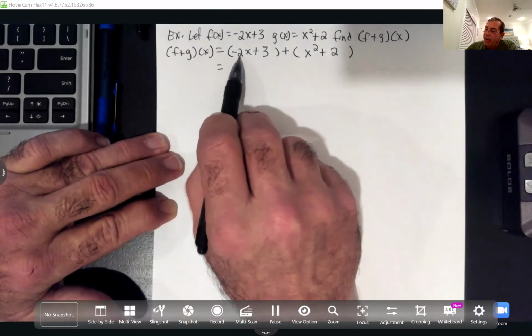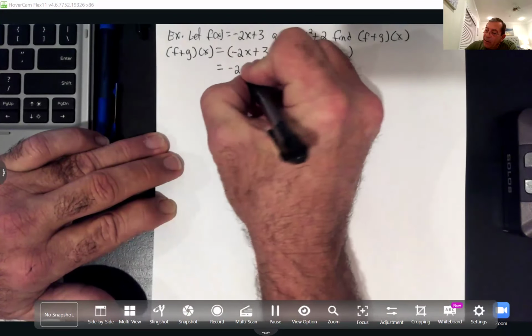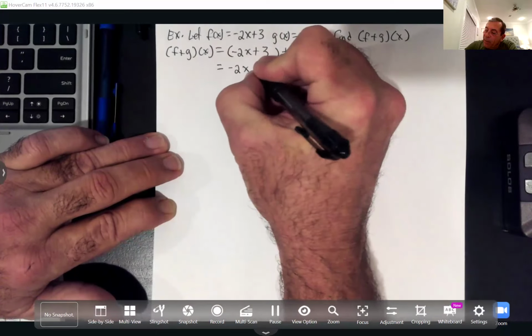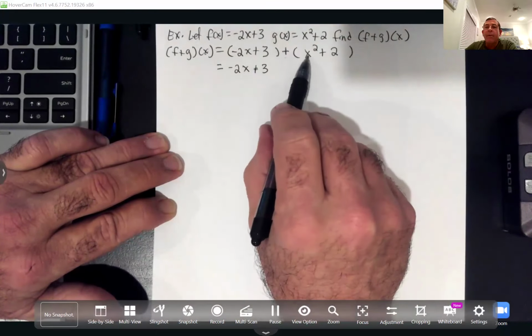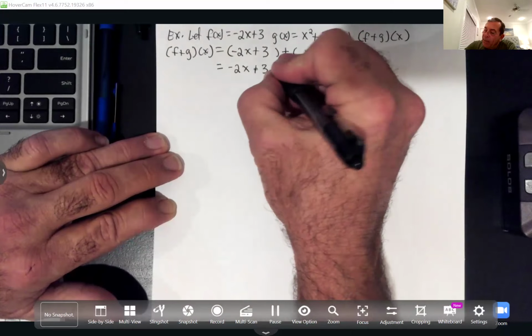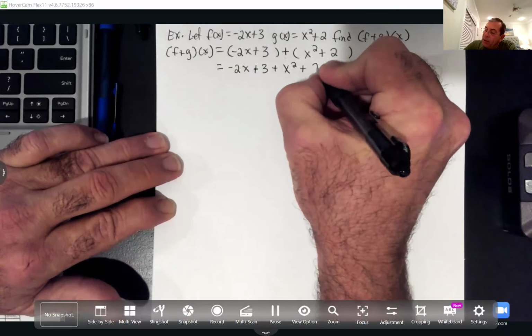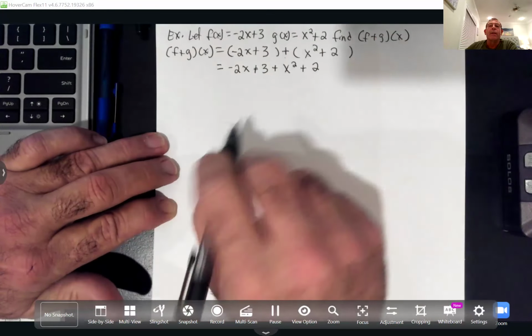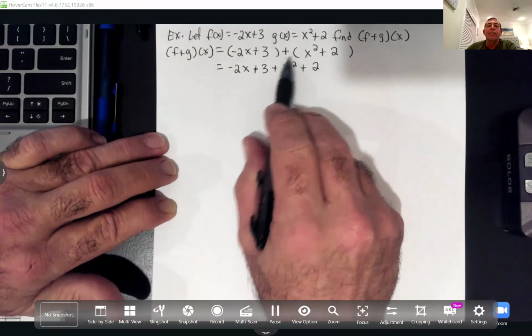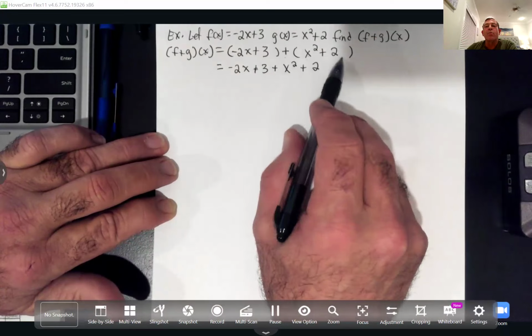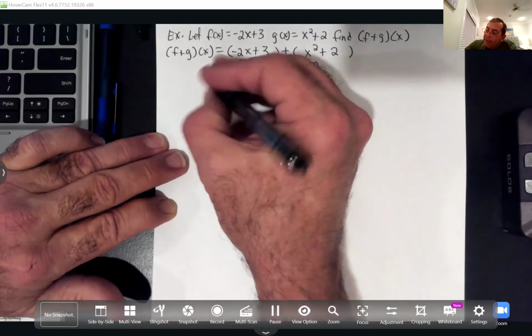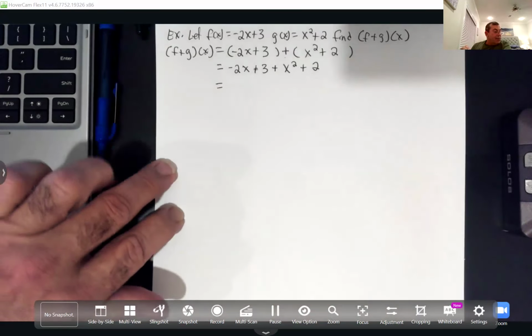Okay, so we bring down the negative 2x plus 3, and then bring down the x squared, and it stays positive. And then the 2 stays positive. Remember, they're following addition, so we treat it as positive ones getting multiplied.